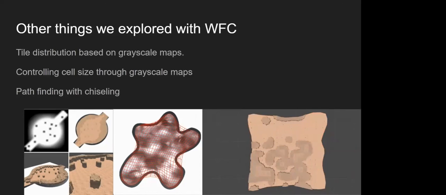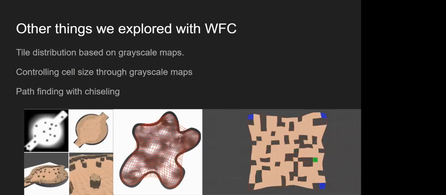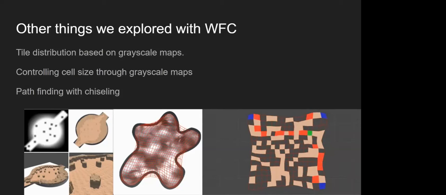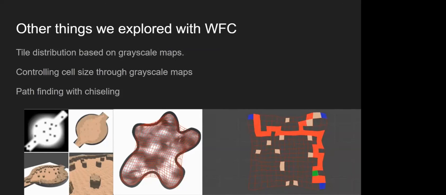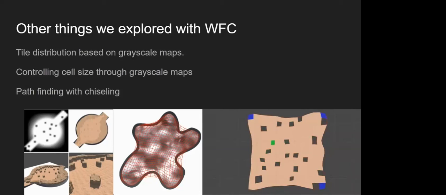Another thing was controlling the cell size through Grayscale Maps. You can see in the middle picture that where there's white on the grayscale image, the cells are a little bit larger than where they're black. And the last thing was making a pathfinding system with an algorithm called chiseling. So chiseling works by slowly trying to remove cells from a path until there's only a single path left that can be walked between different waypoints. And as you can see on the GIF, it creates the rest of the world outside that path.